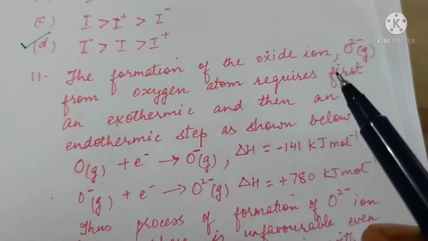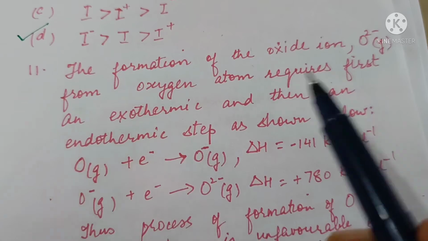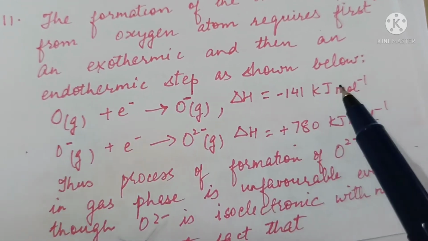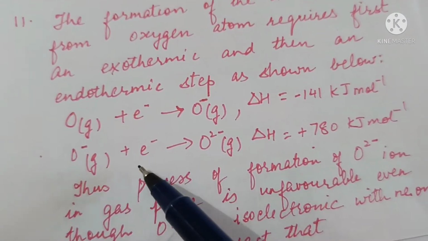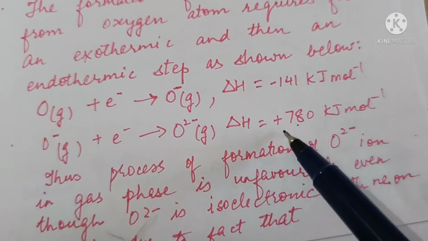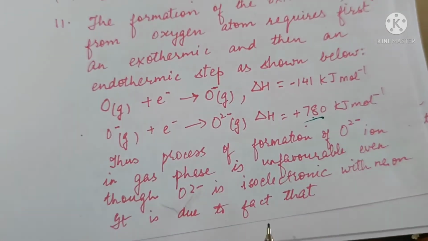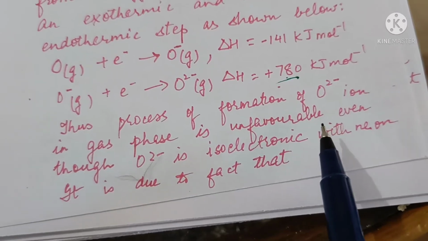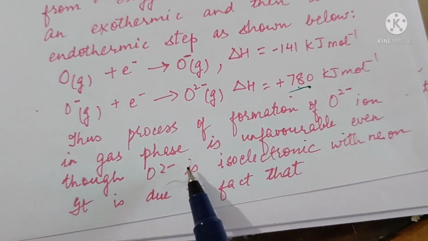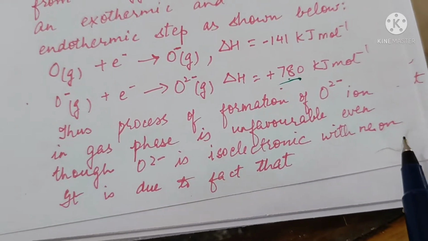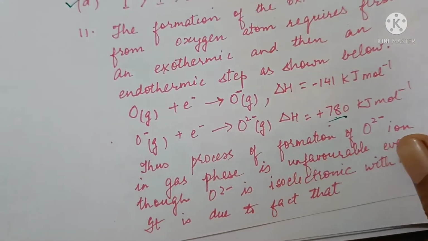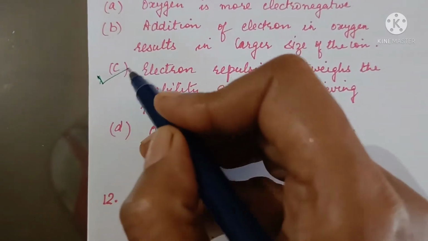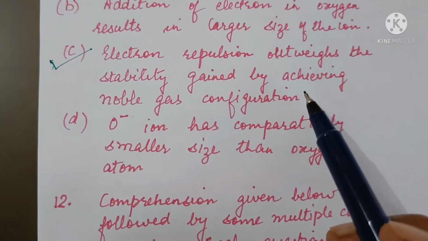The formation of oxide ion from oxygen atom requires first an exothermic and then an endothermic step. When first electron is entered, reaction is exothermic. On adding second electron, we have to give energy. The reaction is endothermic. Thus, process of formation of oxide ion in gas phase is unfavorable even though O2- is isoelectronic with neon. It is due to the fact, this is true, electron repulsion outweighs the stability gained by achieving noble gas configuration.